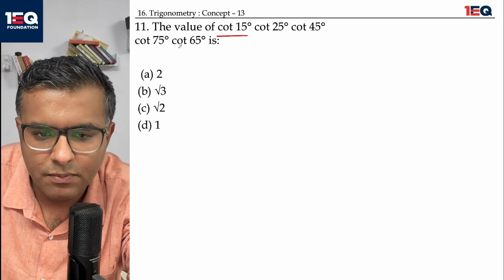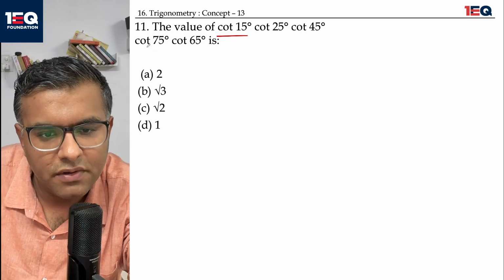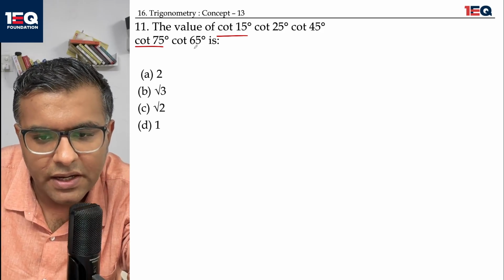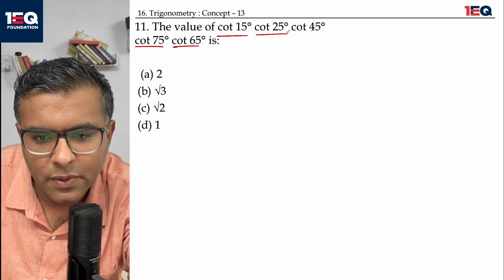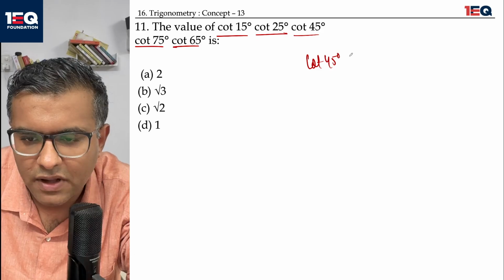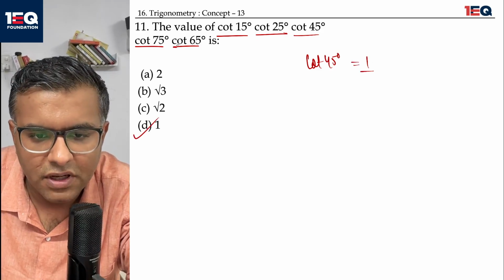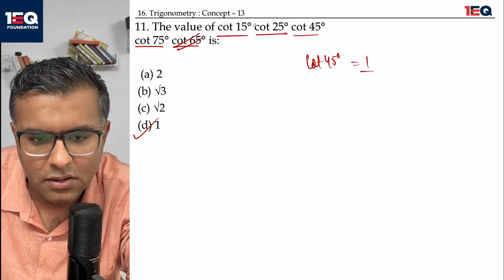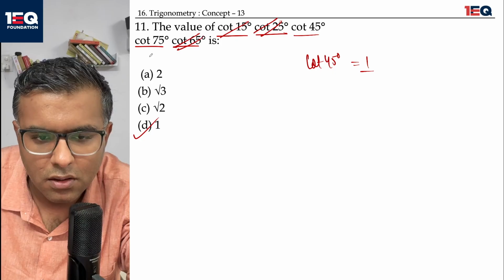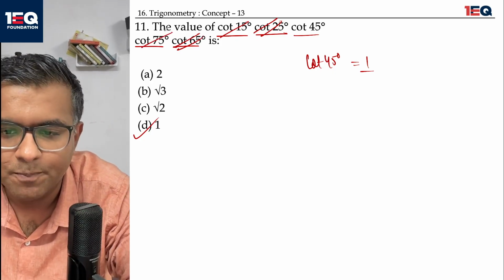Similarly, 15 plus 65, what would it make? No, 15 plus 75, it would make a 90. 65 plus 25 would make a 90. Only cot 45 is the difficult part. The value of cot 45 is 1, right? We can find out. I'll cut the things which are cuttable. Okay, the ones which can be cut, I'll cut those things away.